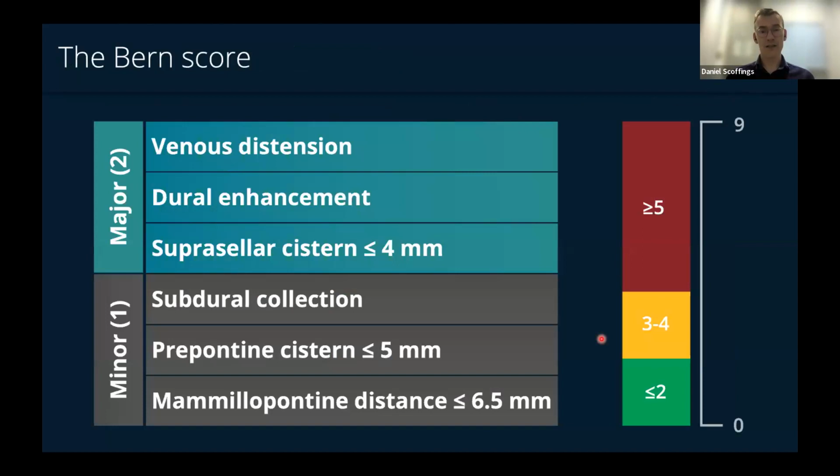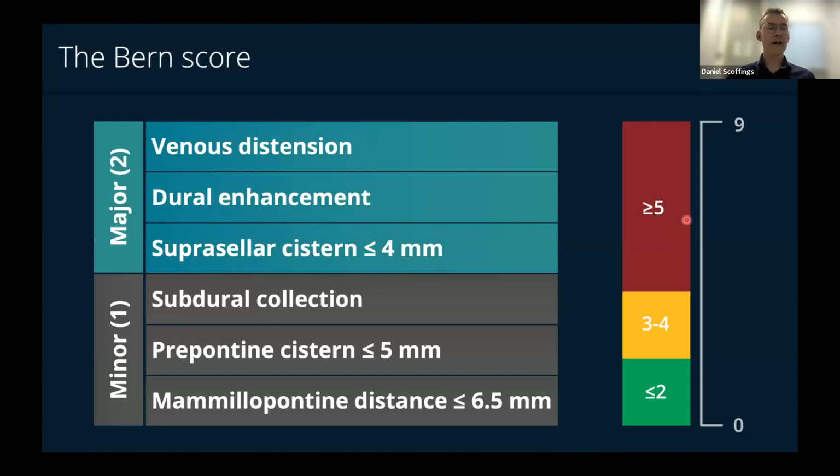And you will still find CSF leaks in patients with a score of 0, but it's just much less likely. And some patients with a score of 9, it's really hard to find the leak, but this just gives you some indication of how likely it is that you're going to see something. This also can be useful as a semi-quantitative assessment of treatment response.